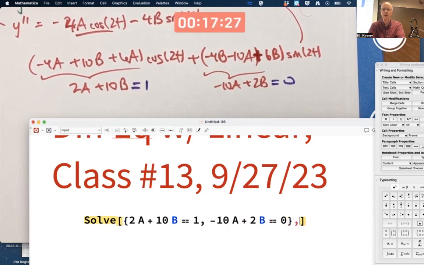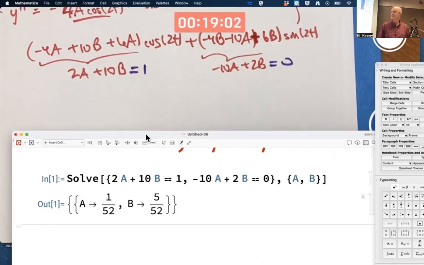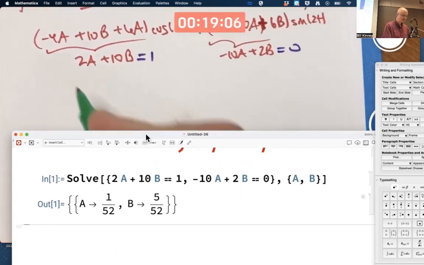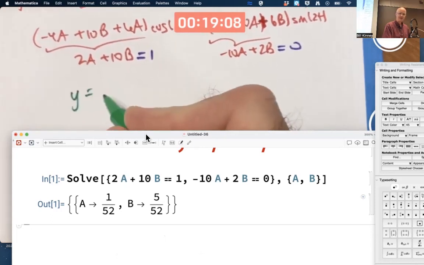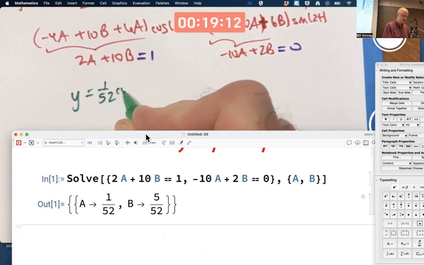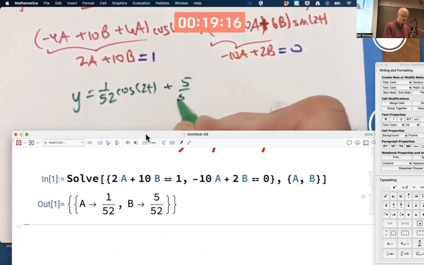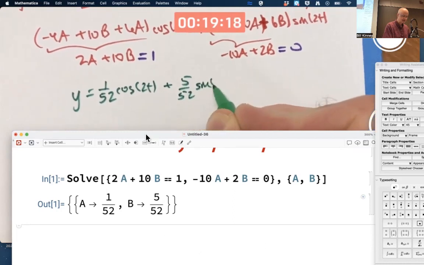Then after the curly brace, put a comma and another curly brace. And inside there, put a comma b. You're solving for a and b. There's 1/52 and 5/52. Did you get that? Okay, so the final answer for your solution here is y equals 1/52 cos 2t plus 5/52 sine 2t.